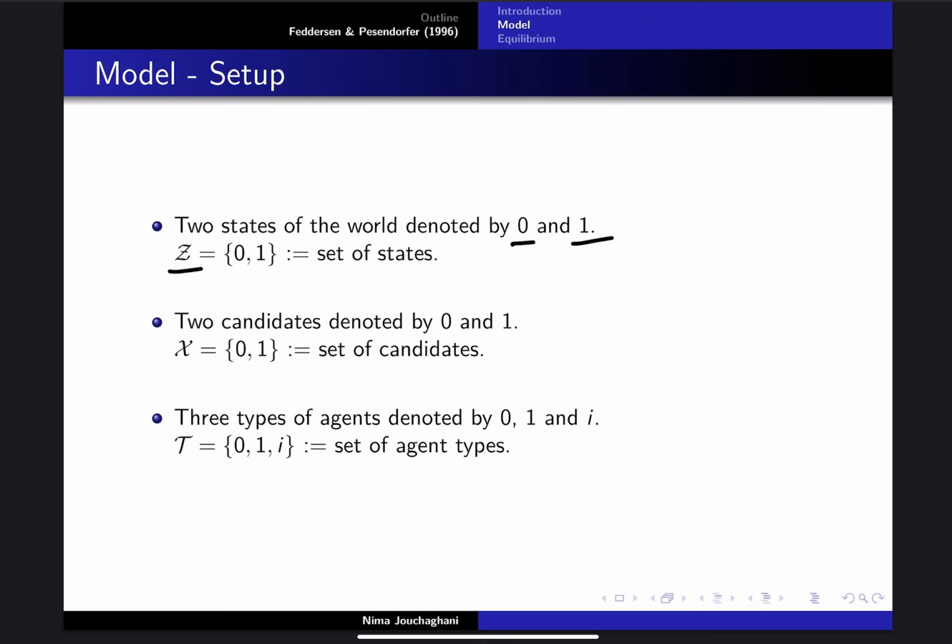A good example could be: think about climate change, and think about the states of the world being climate change really happening and climate change not happening, due to human behavior. Depending on this set of states, there are parties which are more capable of dealing with the issues. In Germany, for instance, you would say that the Green Party would be more capable of dealing with the issues of climate change than other parties. But if there is no climate change, then maybe it does not make sense to vote for the Greens. So this is just an example.